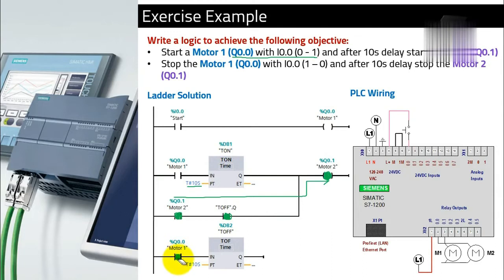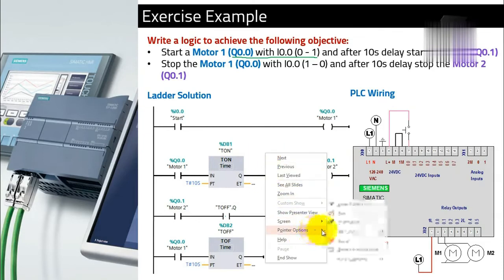If the input goes off, now this timer will start for 10 seconds. And then it will go to 9, 8, 7. And after 10 seconds, this Q will be off. So this Q will be off, which will break the signal, which will turn off my motor 2. And everything is off. Okay. So we have an off delay of motor 2 using T off, and on delay of motor 2 using T on. Okay, I hope this makes sense.